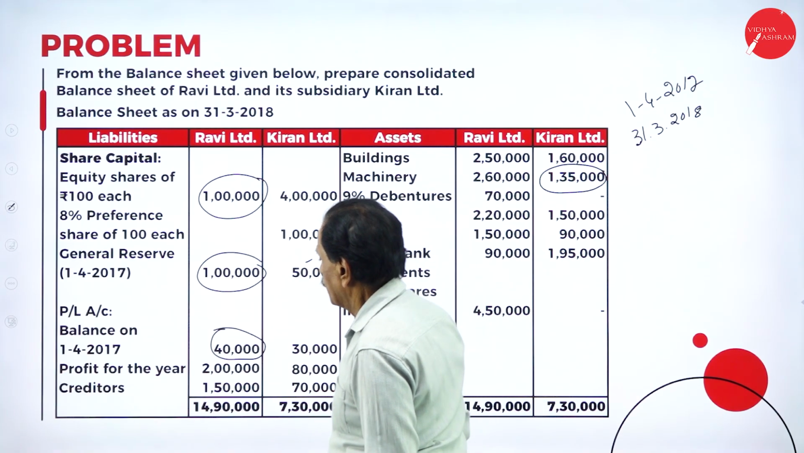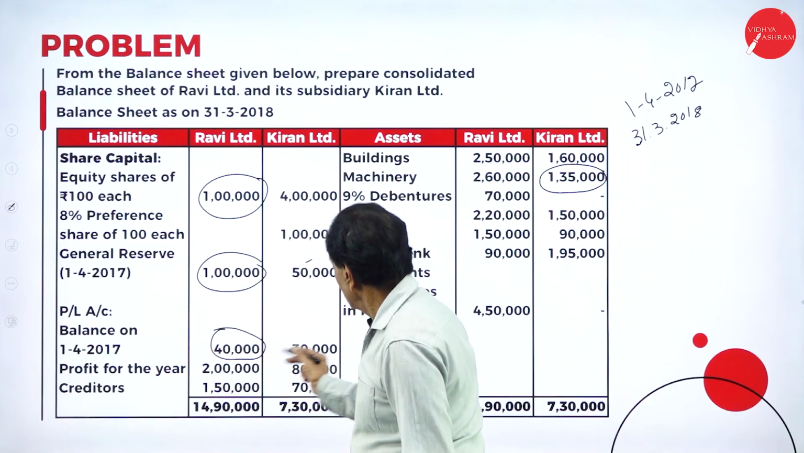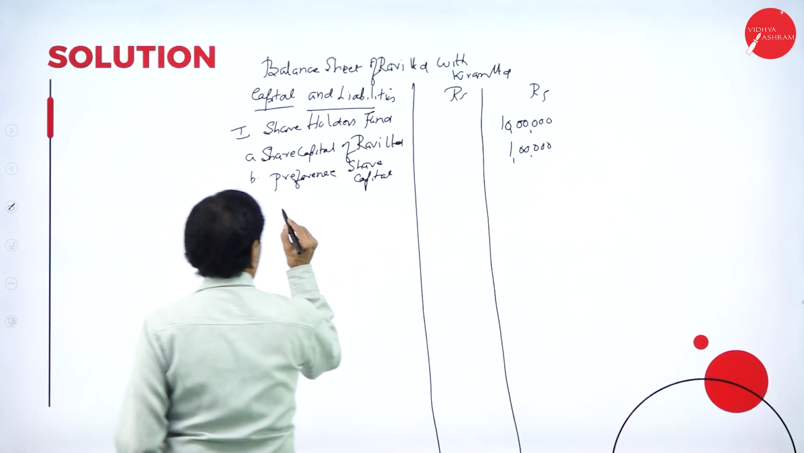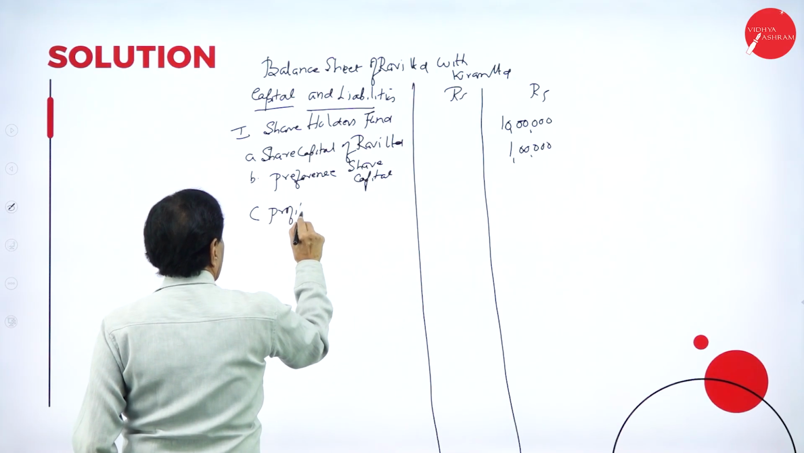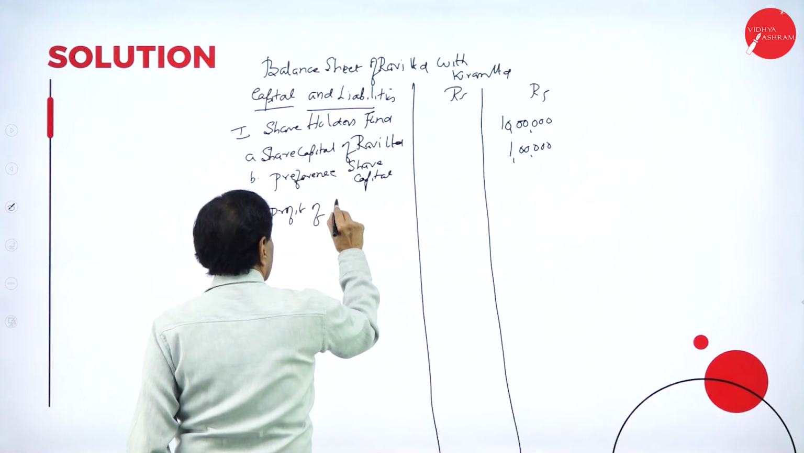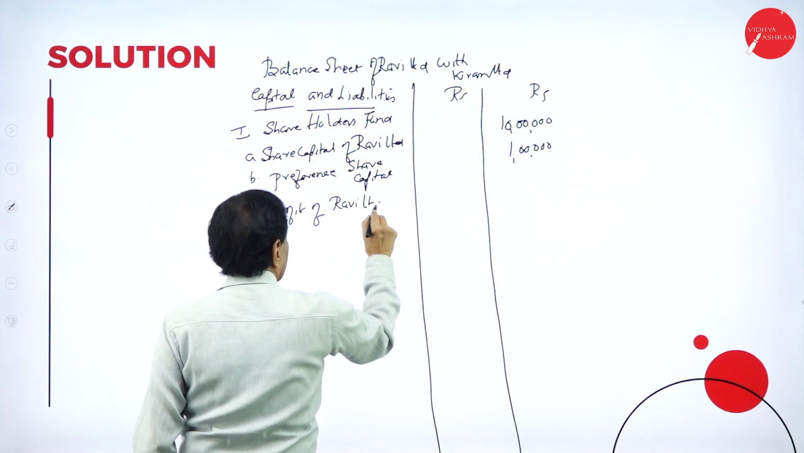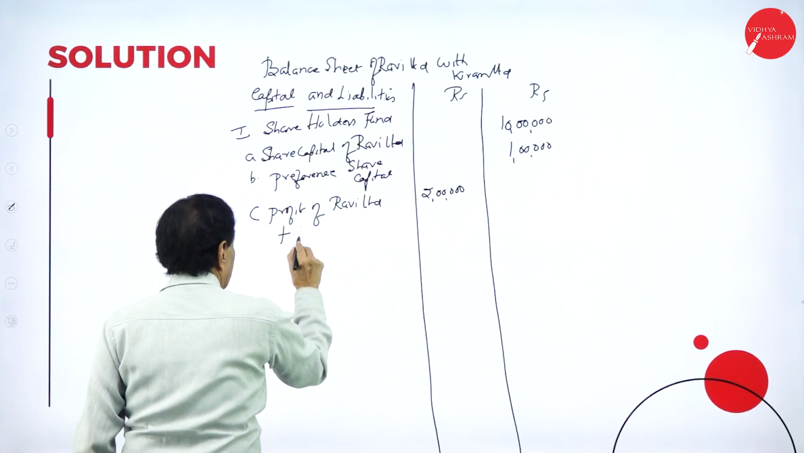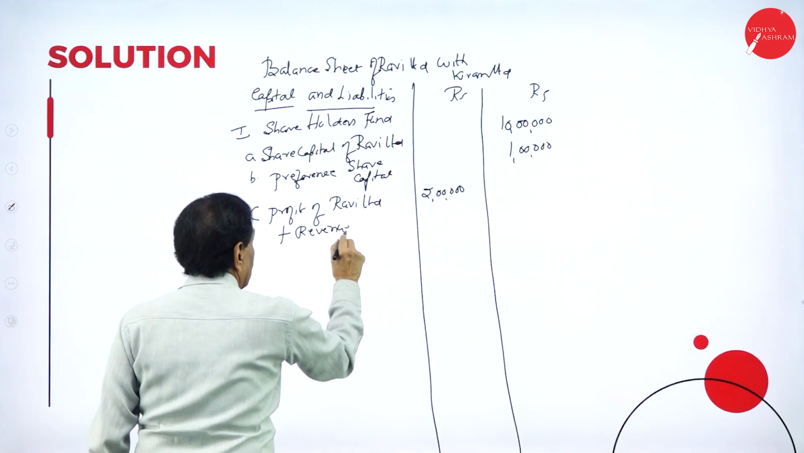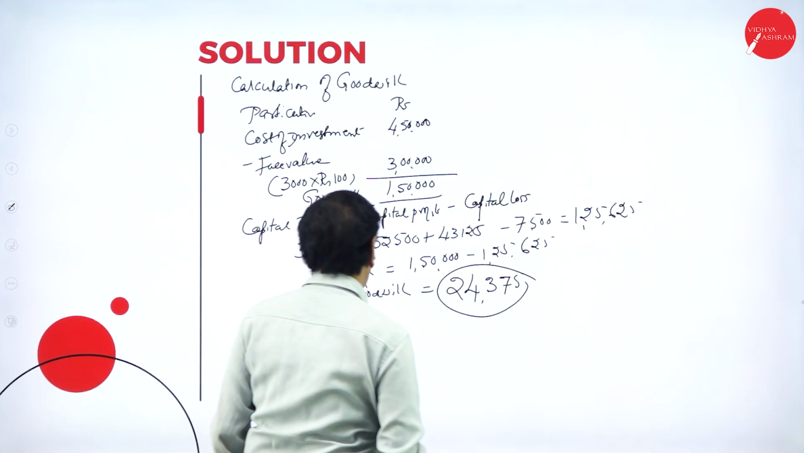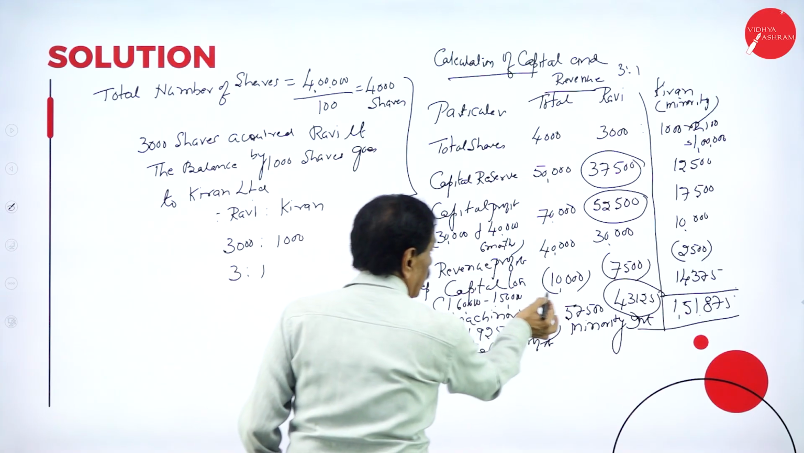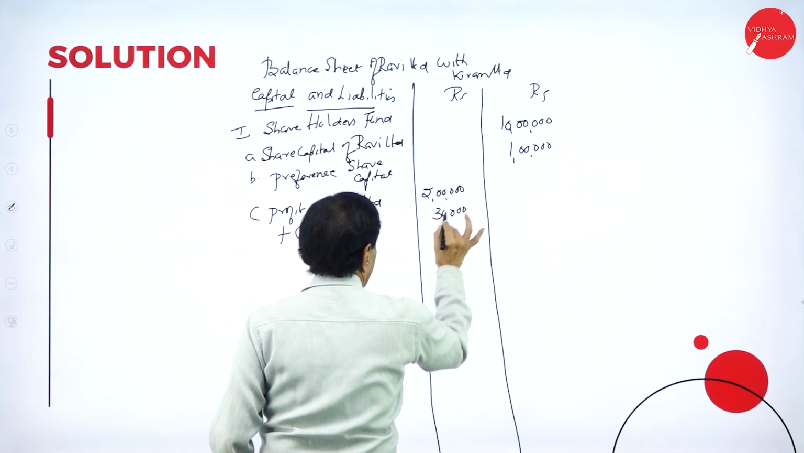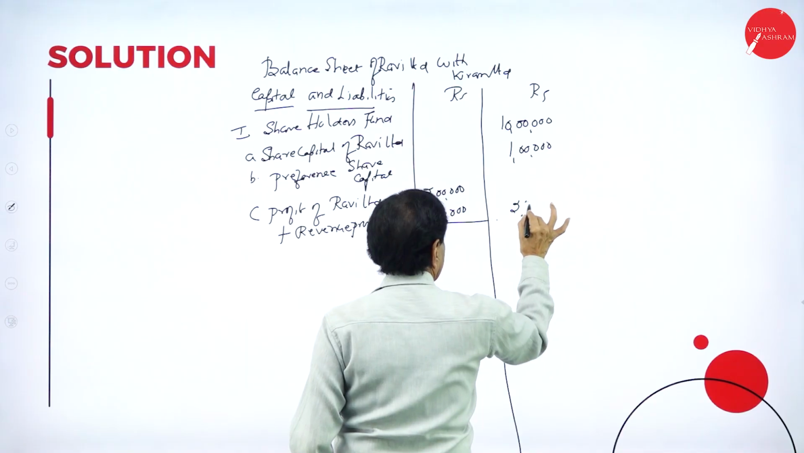Come back to profit. Only profit is how much? The balance goes. This goes to minority. This goes to capital profit. How much profit is there? 2 lakh. See, profit of Ravi Limited, 2 lakh. Add revenue profit. What's your revenue profit here? Working note: revenue profit here is 30,000. Don't take capital profit. 2,30,000.